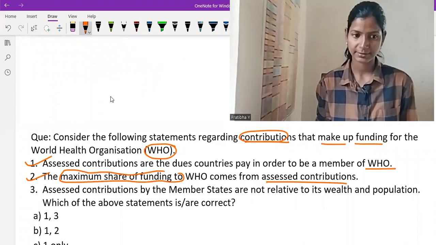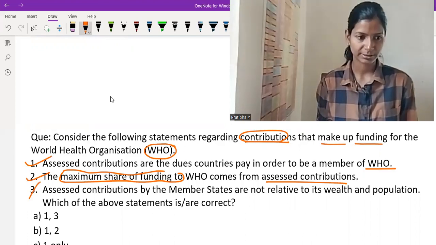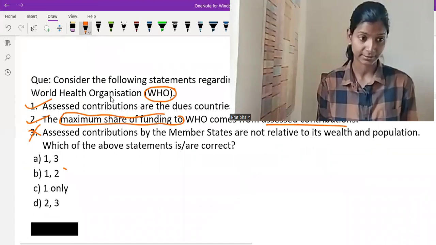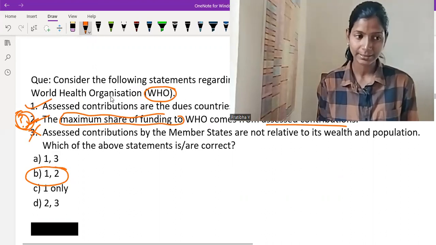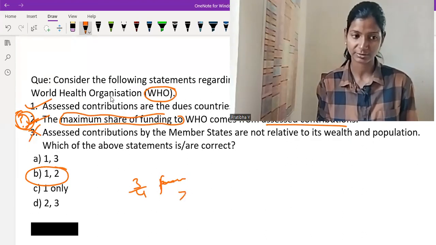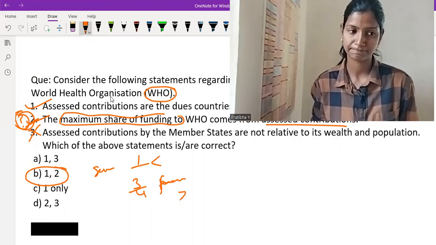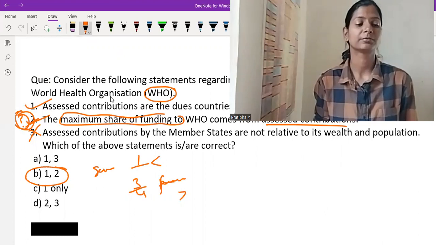Till recently, yes. Assessed contributions by the member states are not related to their wealth and population. No, it's wrong. That means options 1 and 2 are correct, I think. I have a doubt on option 2, but I hope it is correct, because currently more than three-quarters of the program budget, the financial funding of the organization, comes from the assessed budget. But for several years, less than one quarter of the financial budget has come from assessed contributions.